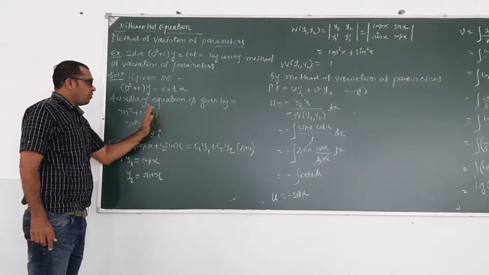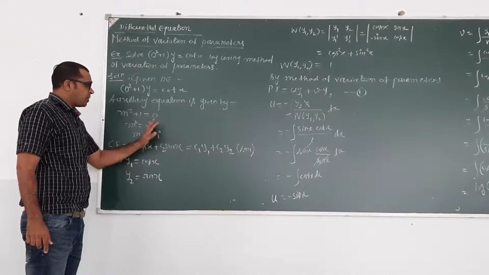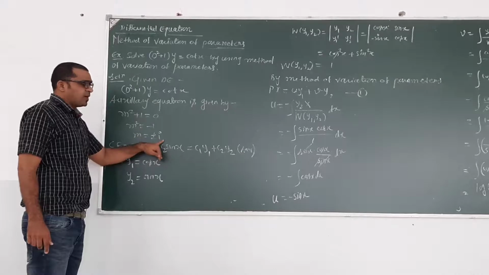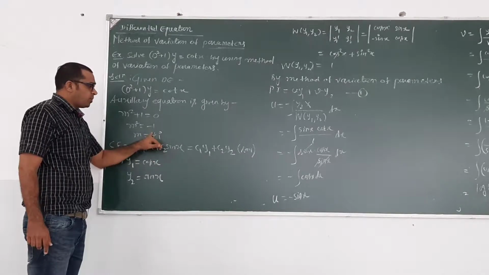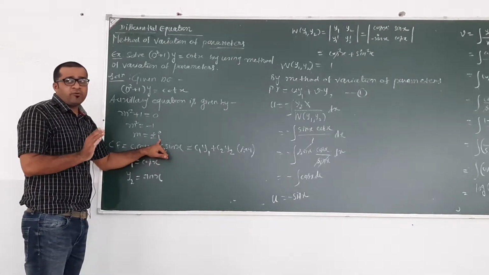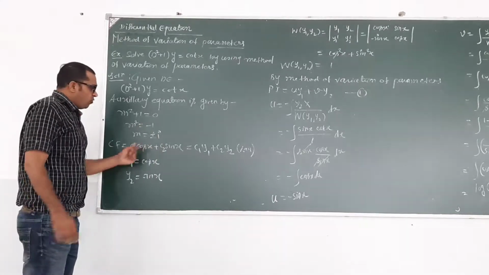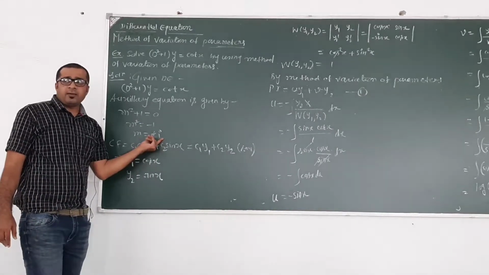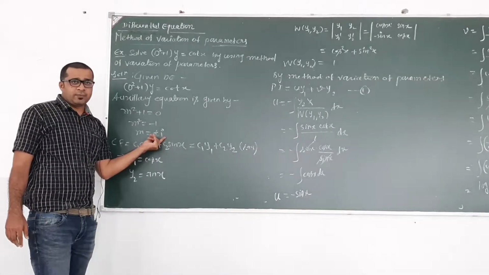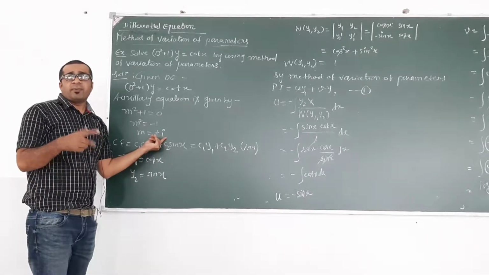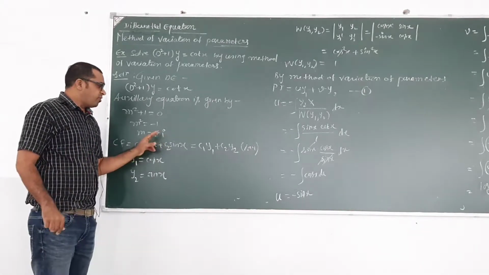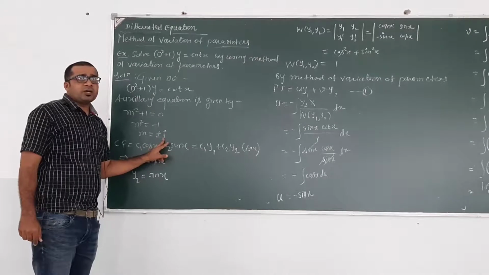Taking the minus 1 to the RHS, m equals plus or minus the square root of minus 1, and the square root of minus 1 stands for i. We have two roots, plus i and minus i, but the roots are imaginary. So we equate this with alpha plus or minus i beta, so alpha is 0 and beta is 1.